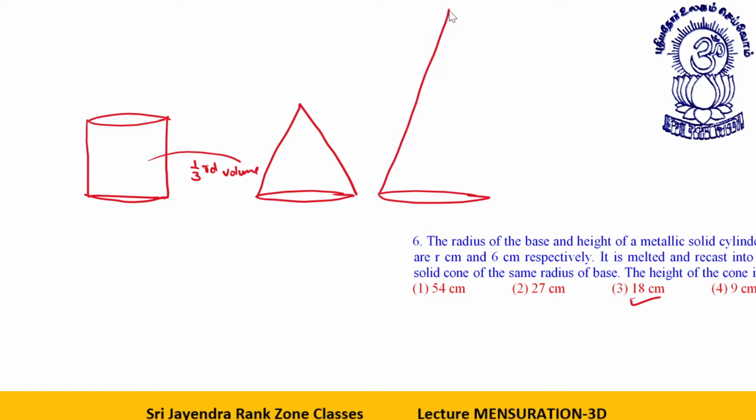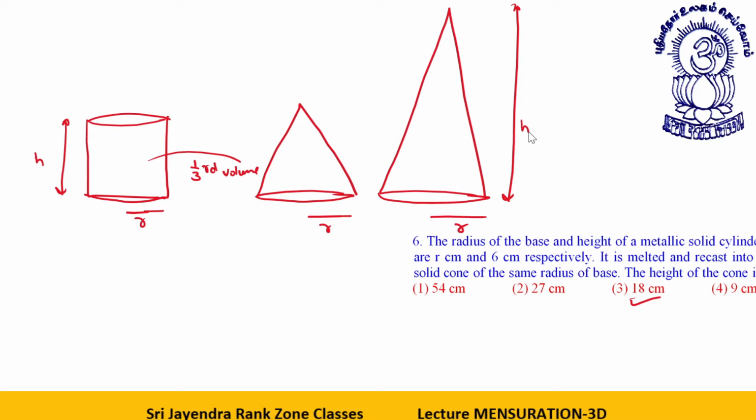You will convert this height. If this height was h, base radius is r over here, base radius is r over here, base radius is r over here, then what will happen, dear students? This height will be 3h. Its height will be 3h. Directly you triple the height, you will get the same volume. Same volume if it had this height h, but if it had triple height, automatically the volumes will be same. Okay, next one.